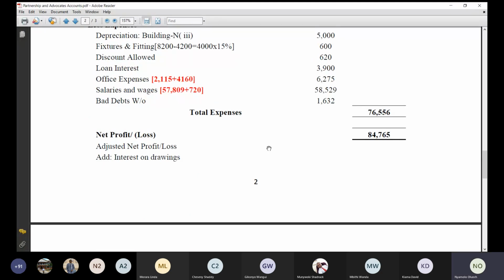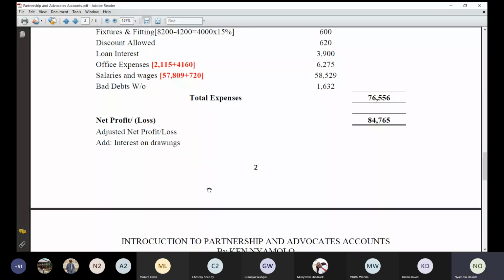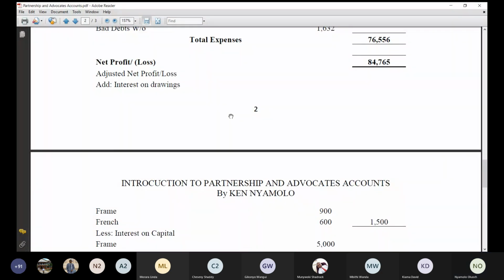I would go for the substance of a form, get how those adjustments are being done. From our net profit of 84, we are going to adjust it with interest on drawings. Interest on drawings is a gain to the business. Somebody took money, we charged him interest, that interest came for the business, it is a gain. In the current account, it reduces the partner's entitlement. So for purposes of adjusting our profits in the appropriation account, interest on drawing is a gain.